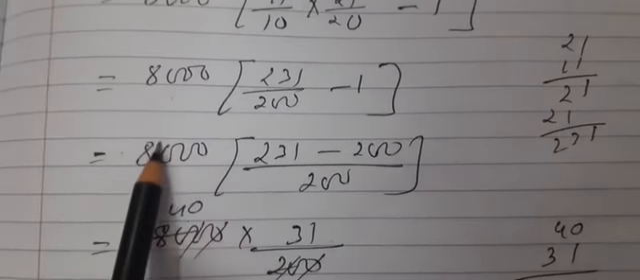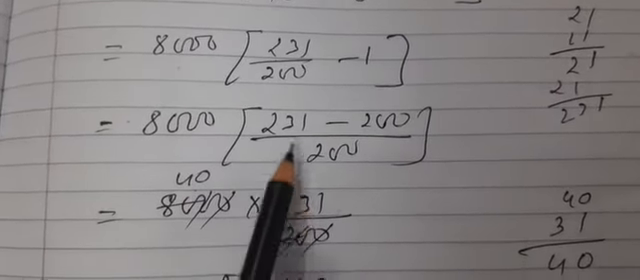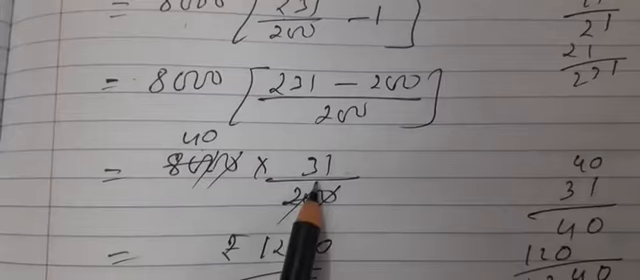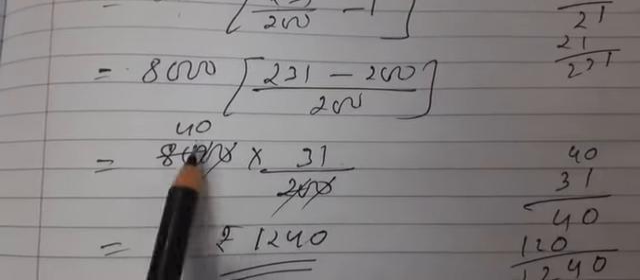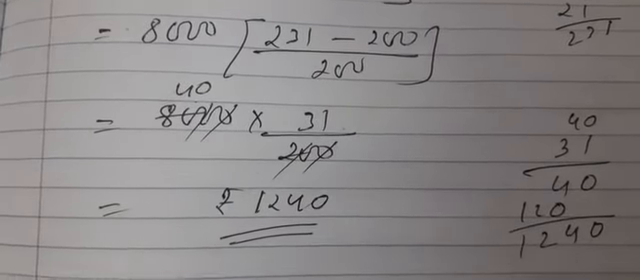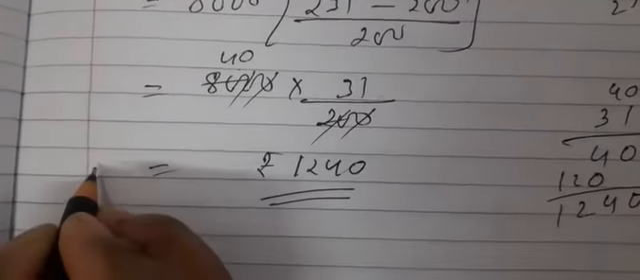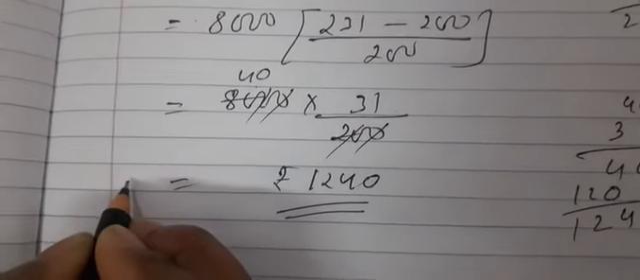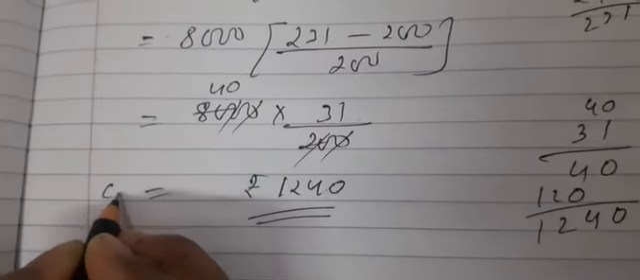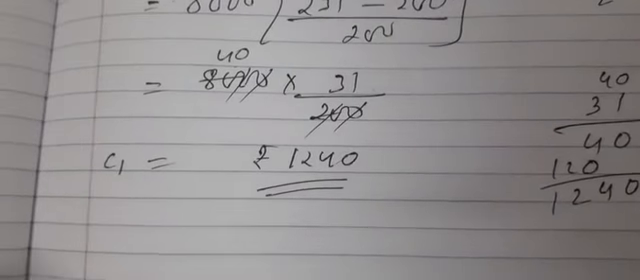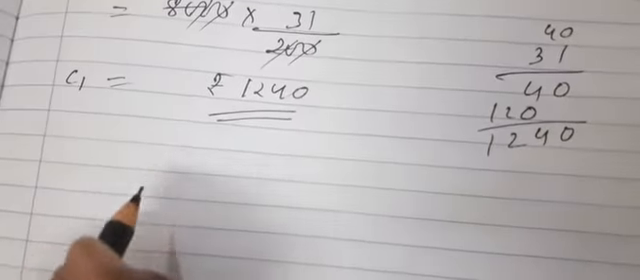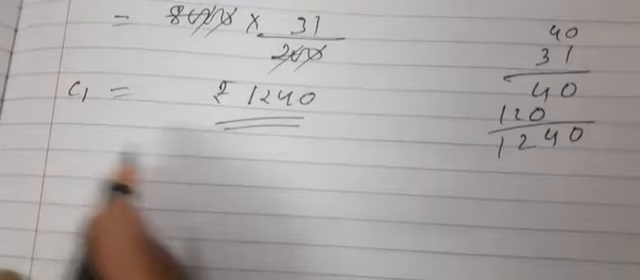8,000 is just coming with it. 8,000 into, when we subtract 231 and 200, this is 31 by 200. When we cut it, it is rupees 1,240. That was our compound interest for the first year. Okay. You may write it C1 or CI for interest when it is compounded annually, not first year.